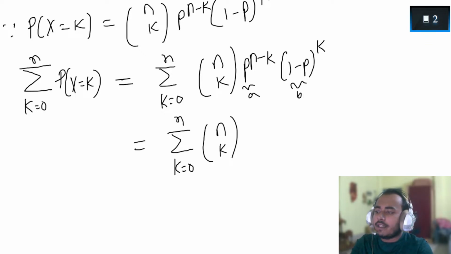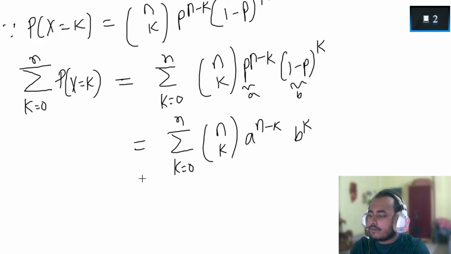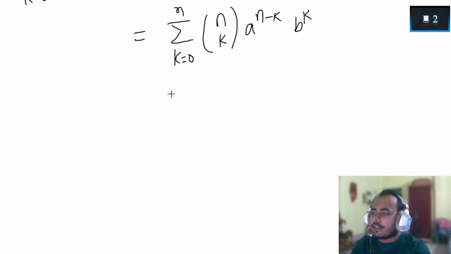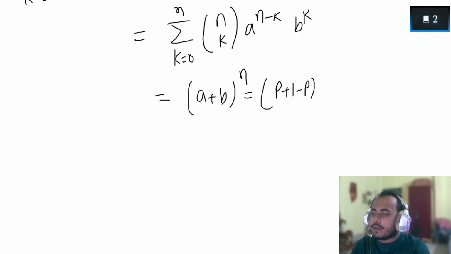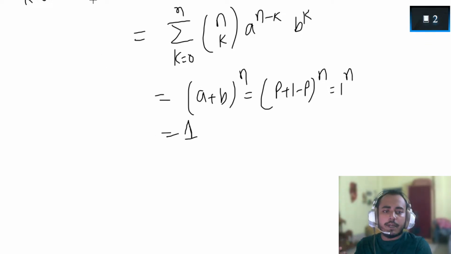Okay, so let's say this is a to the power n minus k, and this is b to the power k. And with this in hand, we can get this value as (a plus b) whole to the power n, which is nothing but (p plus 1 minus p) whole to the power n, which is 1 to the power n. And this would give you basically 1. So yeah, the sum of the probabilities is simply 1.